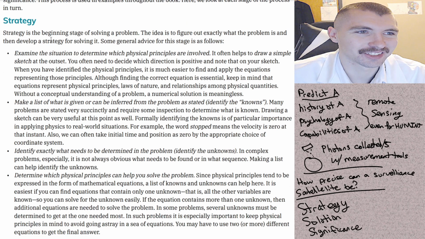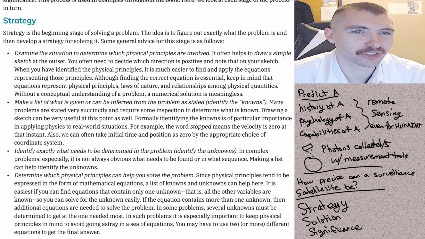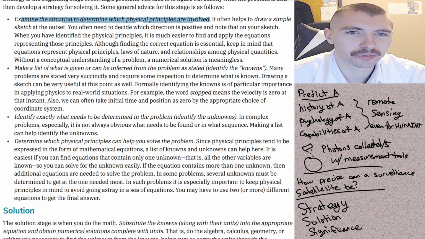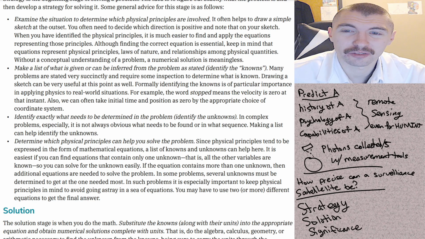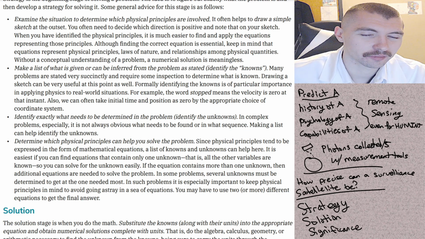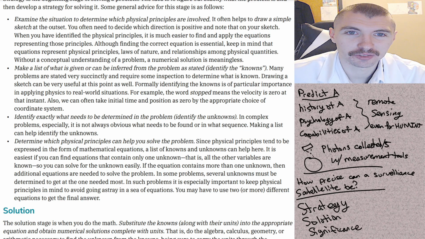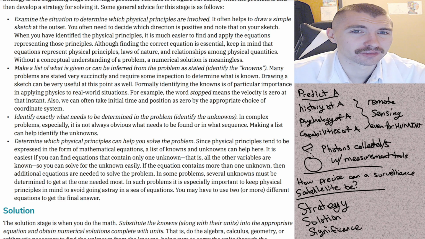I guess we're going to talk about these in depth. Strategy is the beginning stage of problem solving. The idea is to figure out exactly what the problem is and develop a strategy for solving it. Some general advice for the strategy is to examine the situation: which physical principles are involved? So which of the 7 quantities might be involved? Photons maybe have luminosity, definitely speed of light, speed, seconds, distance, maybe length. I don't think photons have mass, so it wouldn't involve mass. I mean, the satellite would have a mass itself.